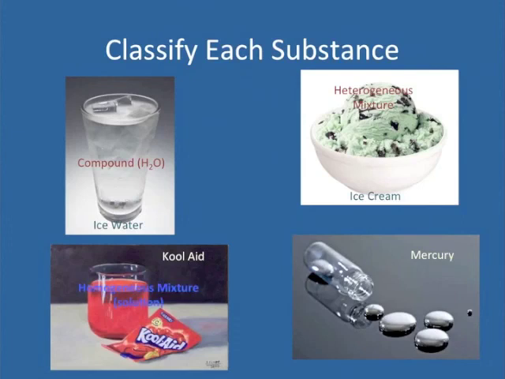Kool-Aid is a homogeneous mixture, or a solution. It's the same all the way through, but the Kool-Aid powder didn't react with the water. It just mixed in with it. We could boil off the water, and the Kool-Aid powder would be left behind. Finally, mercury is an element. It's made only of mercury atoms. Since it's only 1 type of atom, that makes it an element. All right, that's it for now.